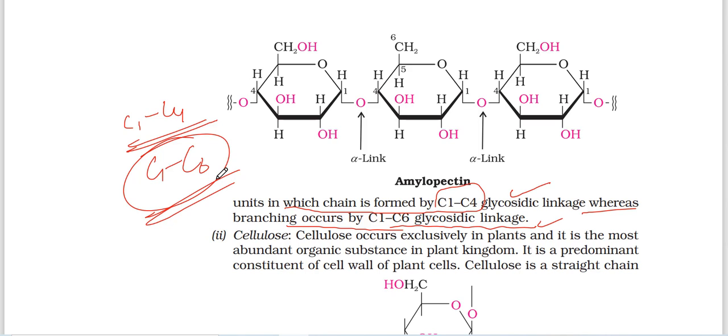See here, the important thing is that amylose and amylopectin are there in starch. Then the bond connectivity and the structure you have to remember. In amylose only a straight chain is there. In amylopectin branches are there. This is the main 2-3 important points.